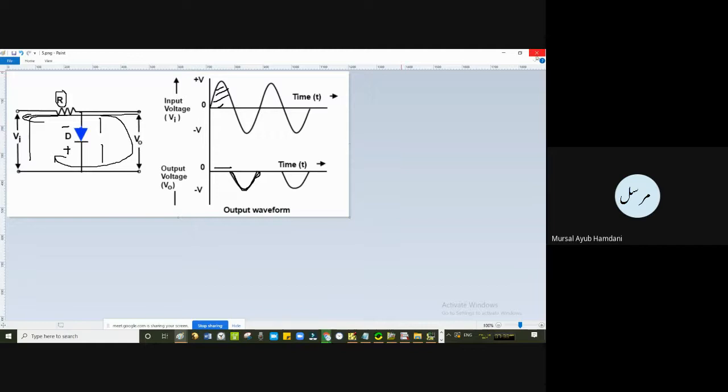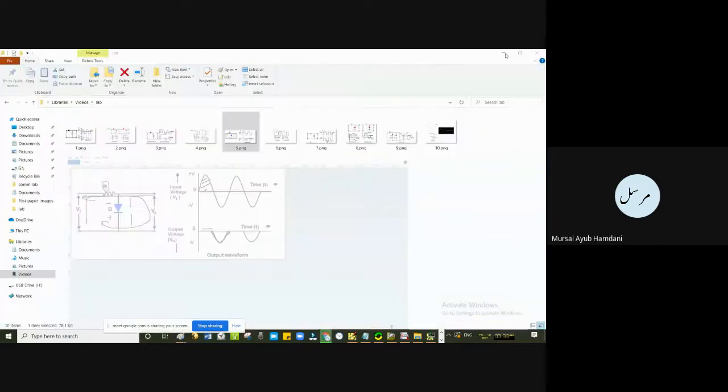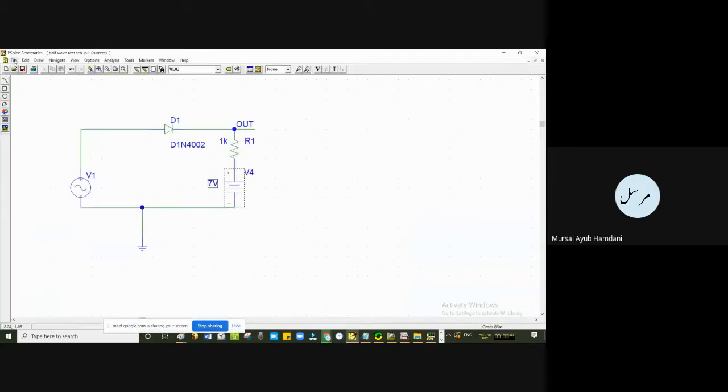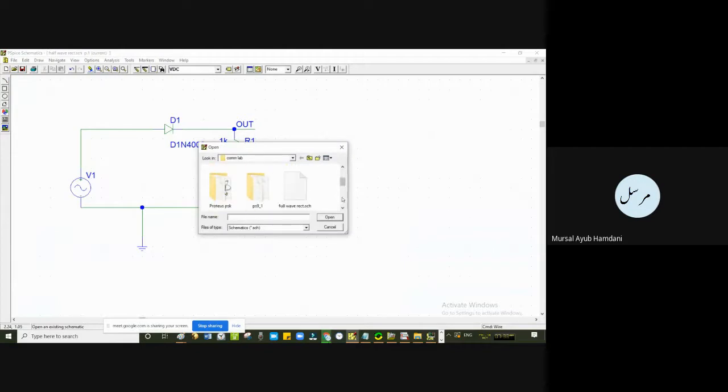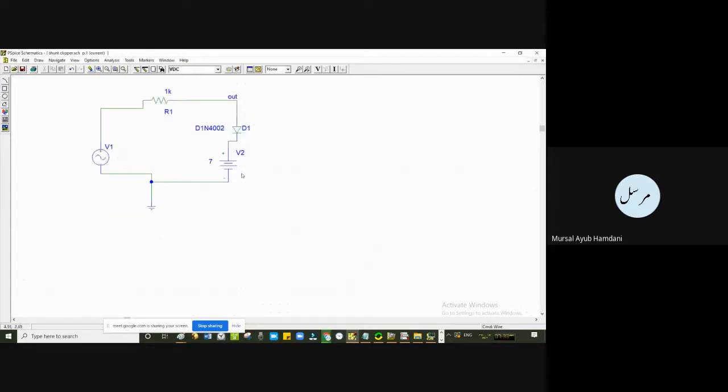So let us make one like this one. We'll go here, file, open, shunt clipper. Yeah, no, instead, first let me give it a 0, almost as if nothing is connected, and we have this circuit. Now let me simulate it. Out and V1.